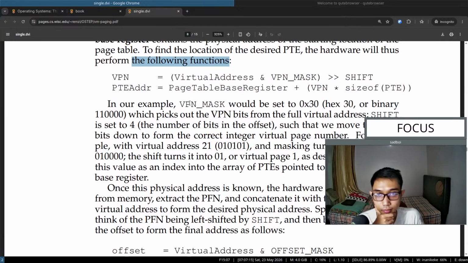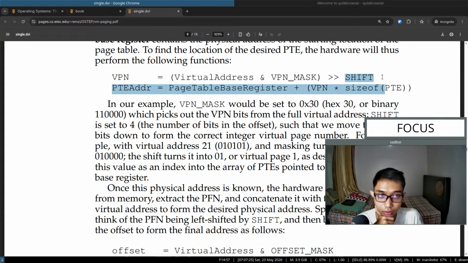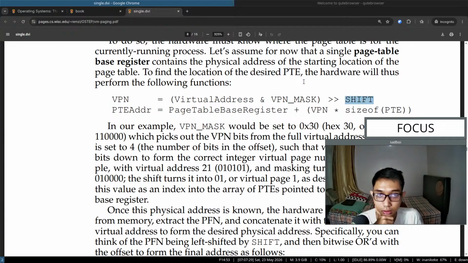Okay, virtual address, virtual page number mask, oh, right shift. Okay.